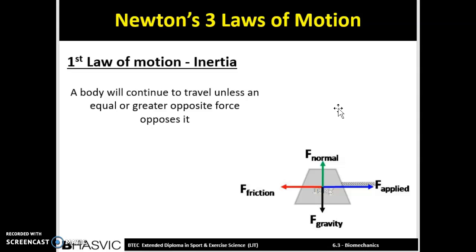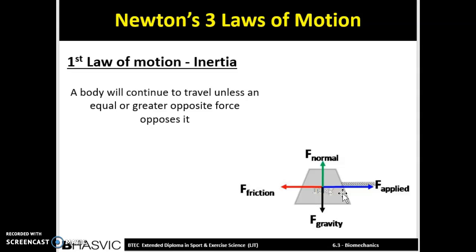Looking at Newton's three laws of motion now. The first law of motion is about inertia, and this is that a body will continue to travel unless an equal or greater opposite force opposes it. So a body will travel in the direction of the resultant force. So if the force applied here is greater than the friction here, it will continue to move to the right in this diagram.